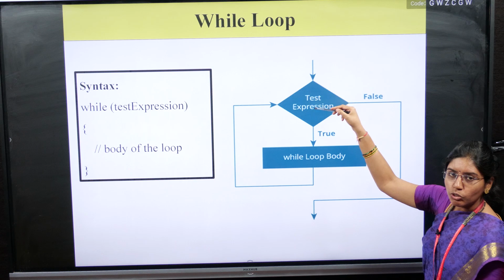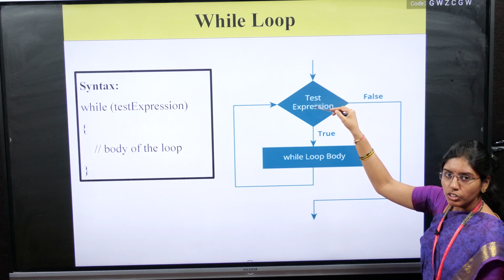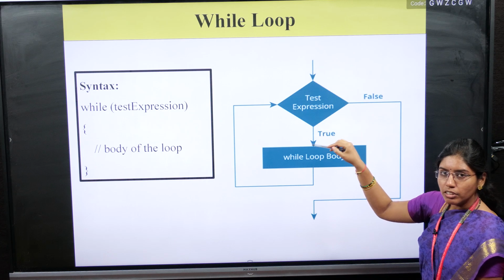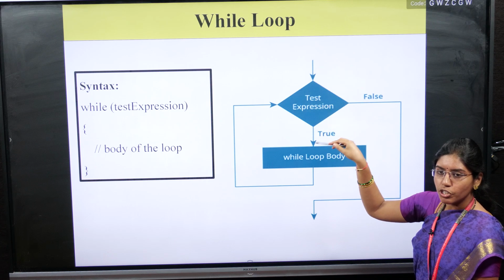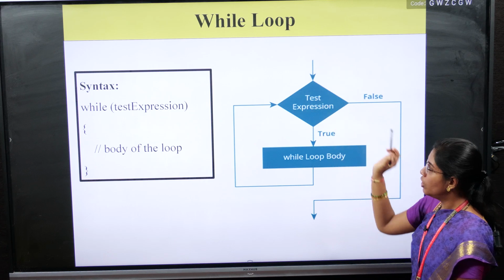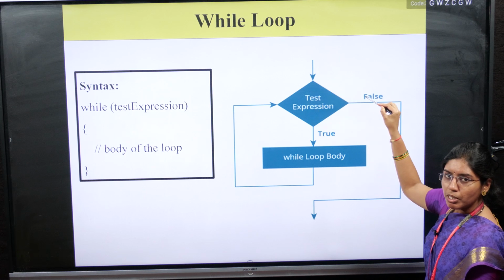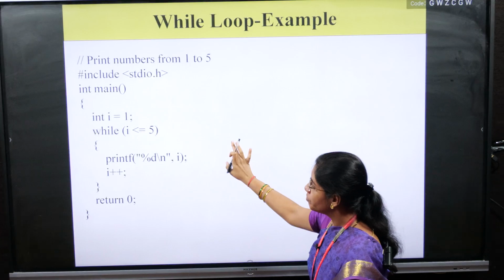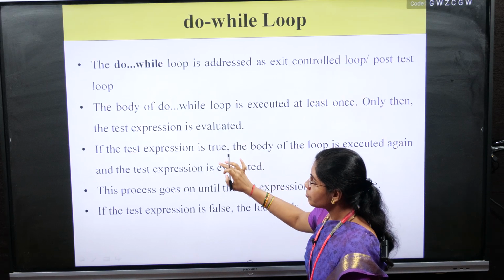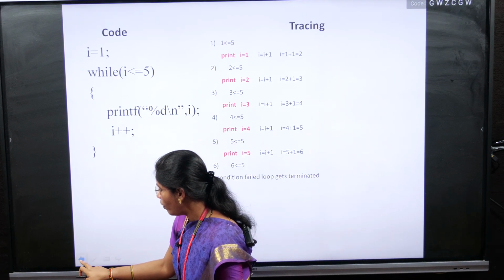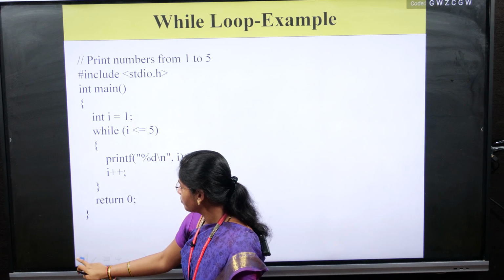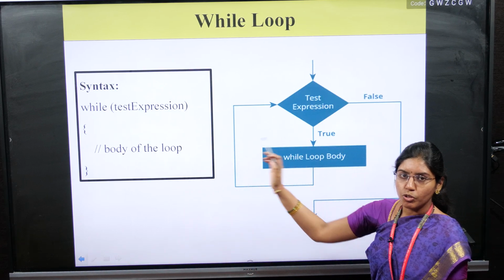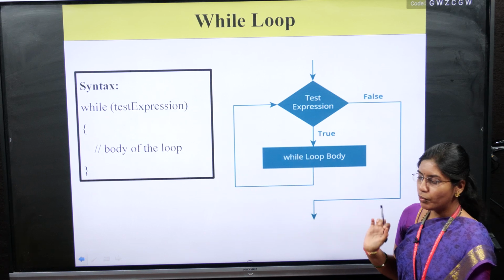So first you are going to check the condition at the entry level, and if the condition is true, then only it is going to enter the body, and the statements will be repeatedly executed until the condition becomes false. Once the condition becomes false, it is going to come out of the loop. So this is about the while loop. This is your syntax and this is your flow diagram.